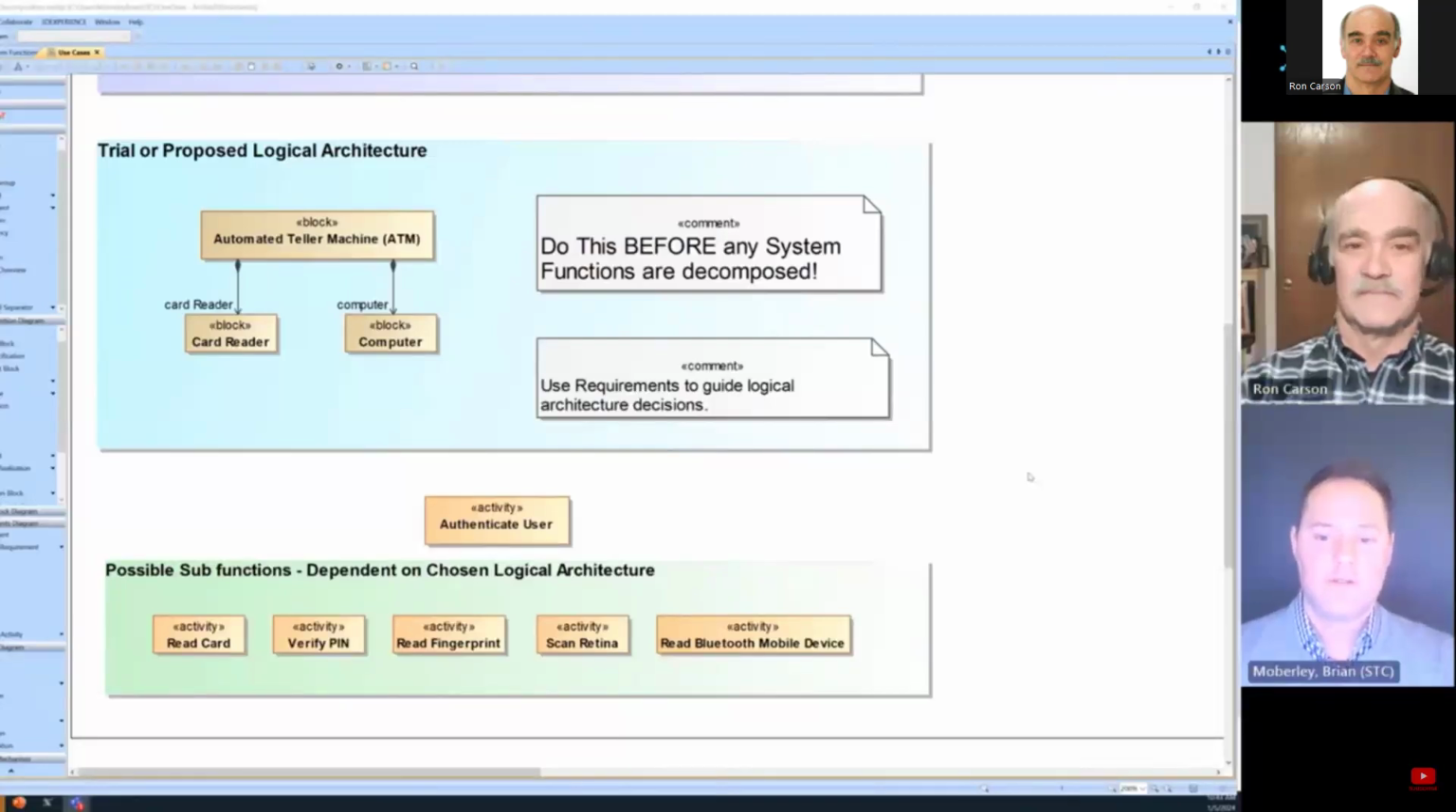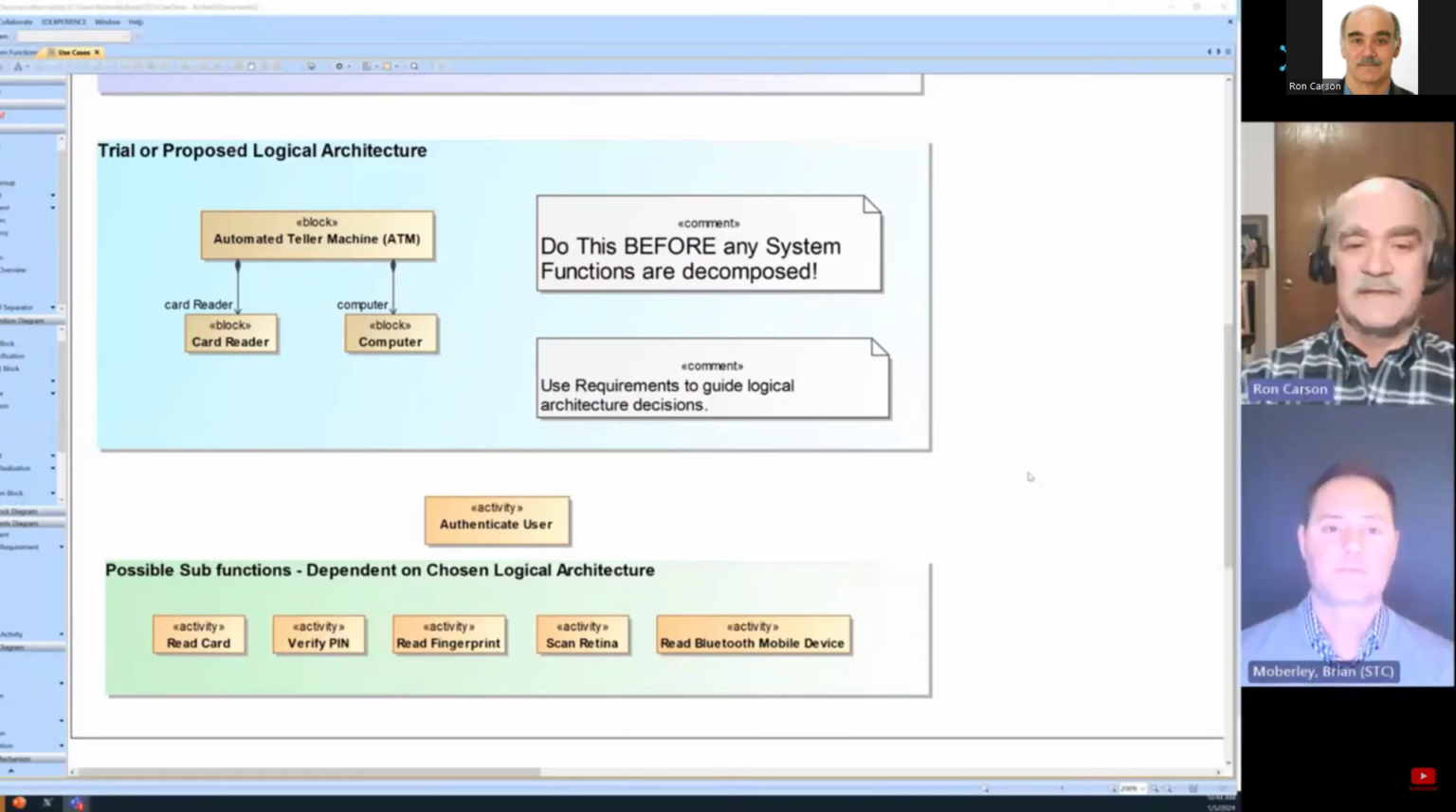Great. That makes sense. One last question, I guess, to tack onto this is, let's say you've done all that work that you've said, I know how I want to verify, I know how I want to validate this fingerprint or this retina scan. What would be the actual function that you would then have as the result that would be allocated to one of those subsystems or logical architecture components? What would be a good example of one of those that would have been decomposed from authenticate that you would then allocate to that lower level component?